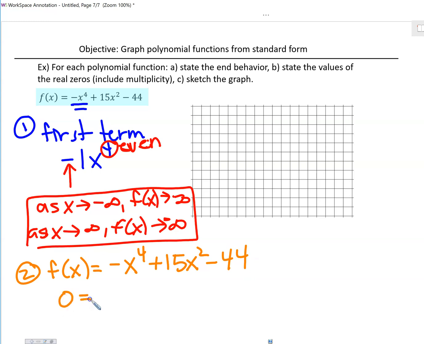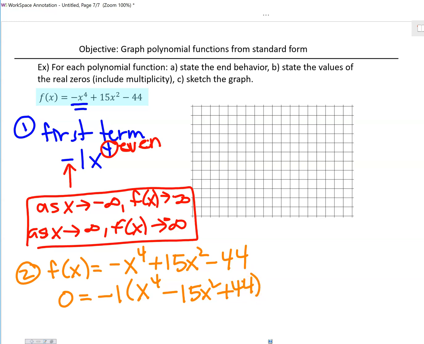So we have 0 equals. Here I notice my leading coefficient is negative. Some of you might be comfortable factoring with a negative x squared and a positive x squared. I'm going to factor out a negative 1 myself, and that changes the sign. So the negative here becomes positive, the positive on the 15 becomes negative, and the negative on the 44 becomes positive.